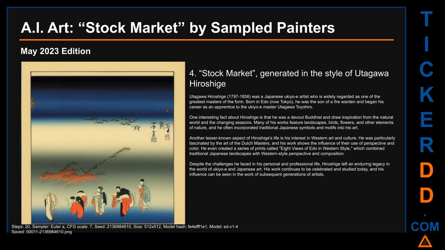Another lesser-known aspect of Hiroshige's life is his interest in Western art and culture. He was particularly fascinated by the art of the Dutch masters, and his work shows the influence of their use of perspective and color. He even created a series of prints called 8 Views of Edo in Western Style, which combined traditional Japanese landscapes with Western-style perspective and composition.